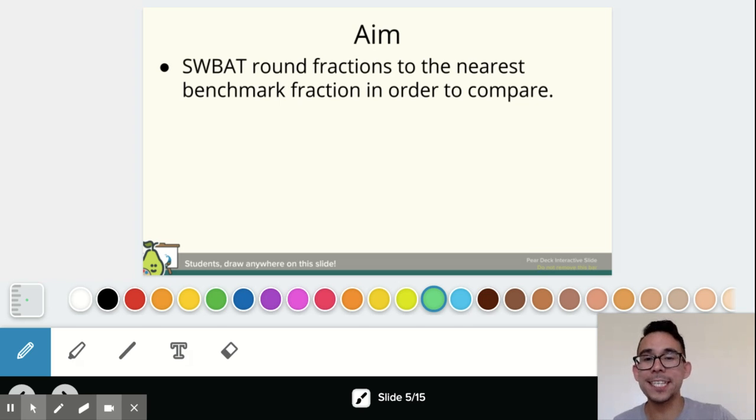Our aim for this lesson is that scholars will be able to round fractions to the nearest benchmark fraction in order to compare. So, how does this lesson connect to some of the previous lessons that we've worked on?